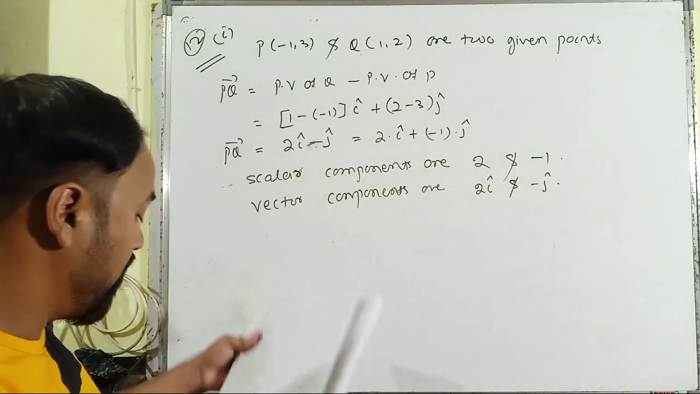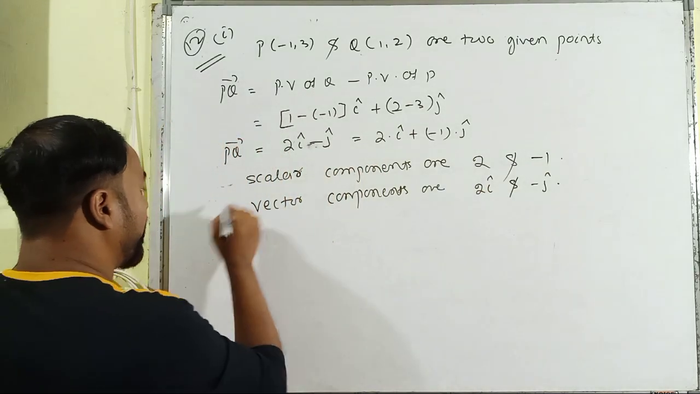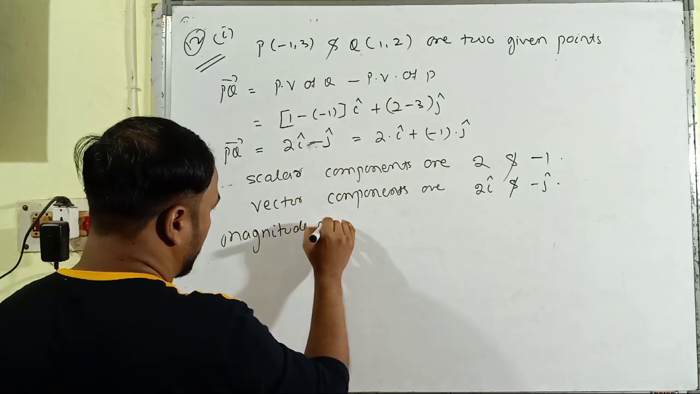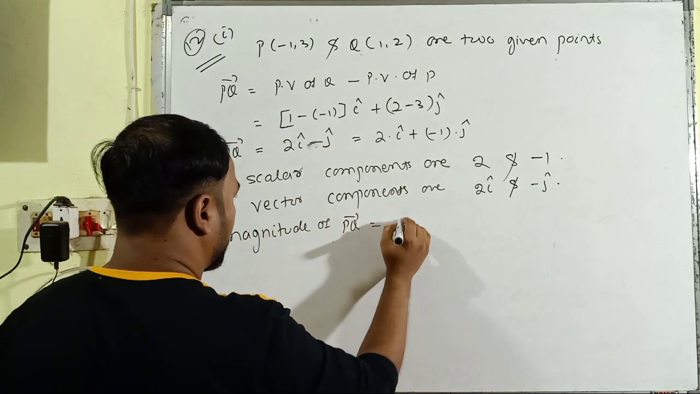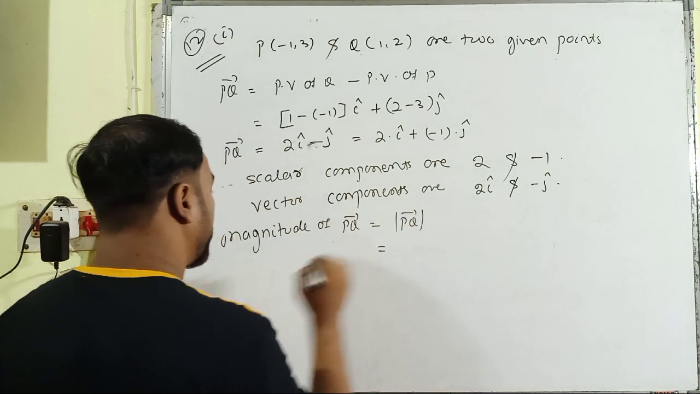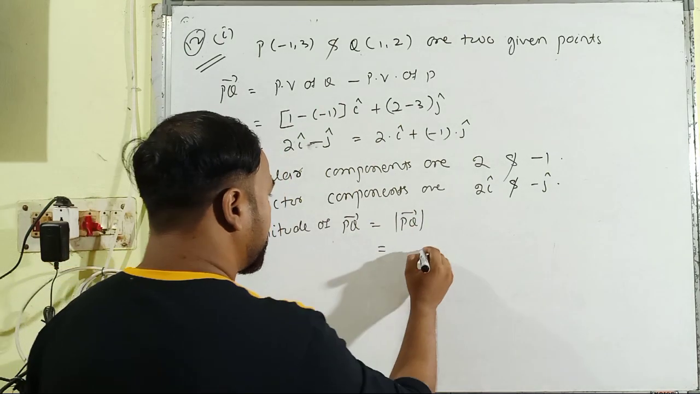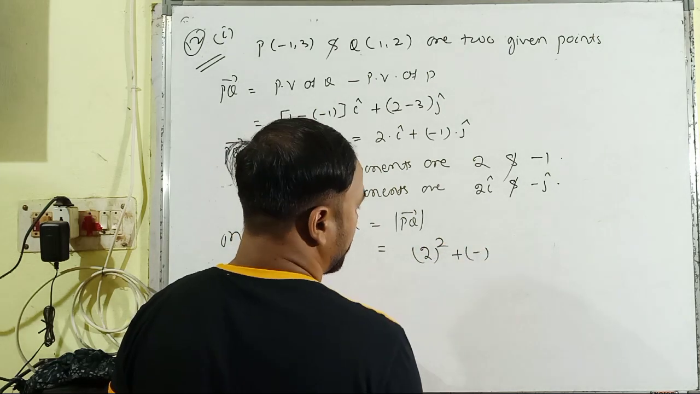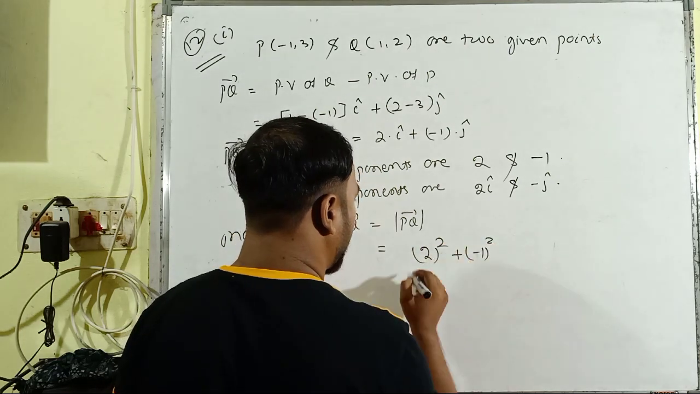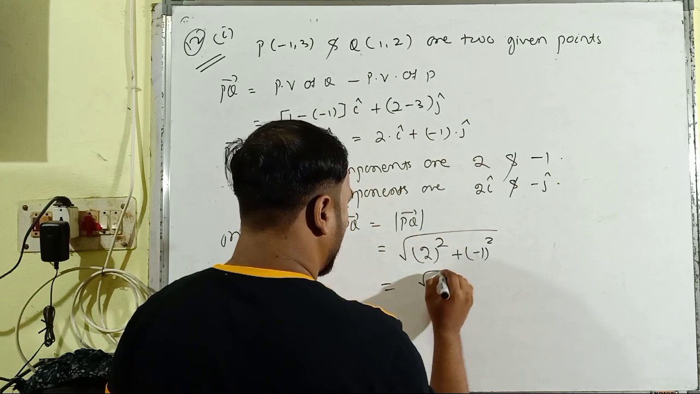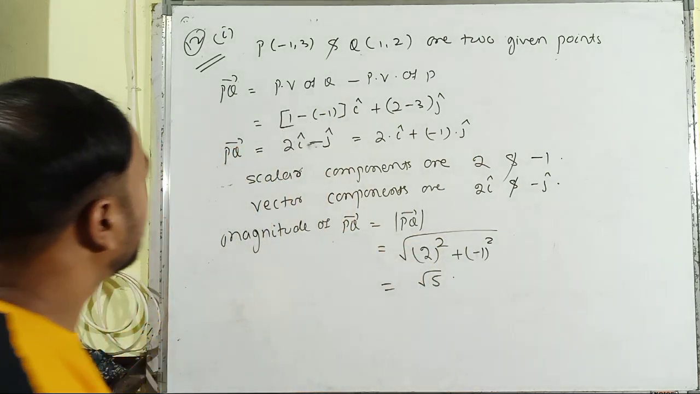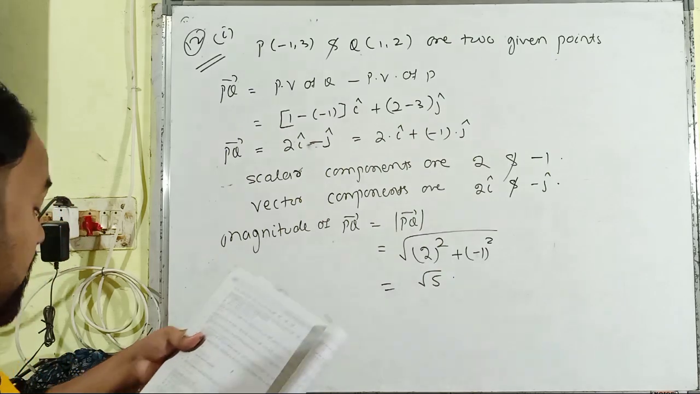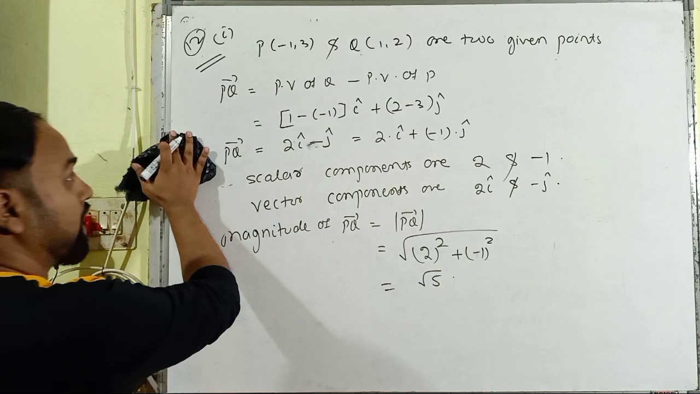Then we have to go through the magnitude of the PQ vector. Magnitude of PQ vector, that is equal to square root of 2 squared plus square of minus 1, then it is root 5. So it is all about the first bit of number 12. Then let us move to the second bit.